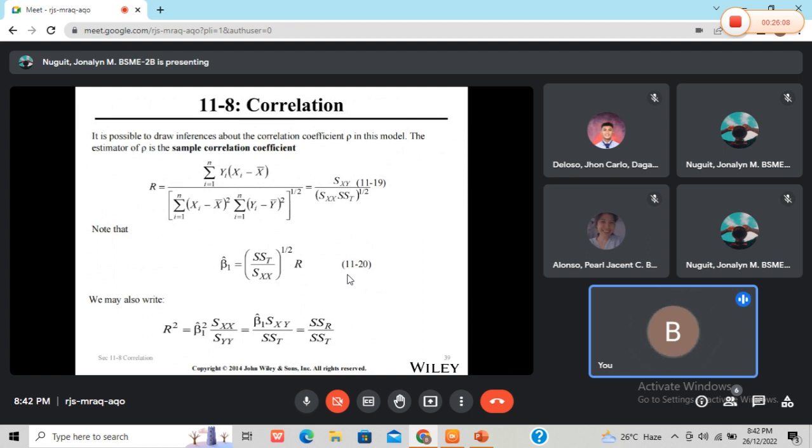So this formula, as you can see on the screen, is the estimation of rho, the correlation coefficient. We can also write this as r squared equals beta hat 1 squared times Sxx over Syy, which equals beta hat 1 times Sxy over SST, which is equal to the sum of squares regression over the sum of squares total.